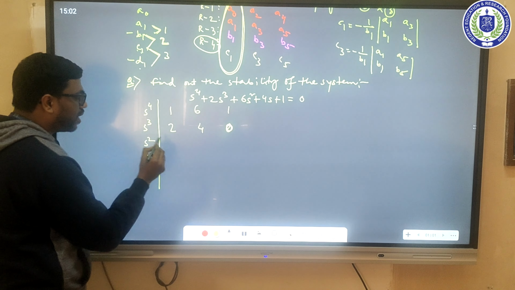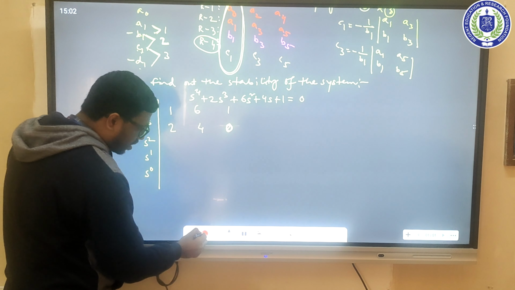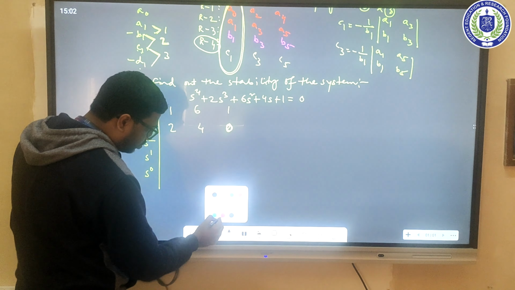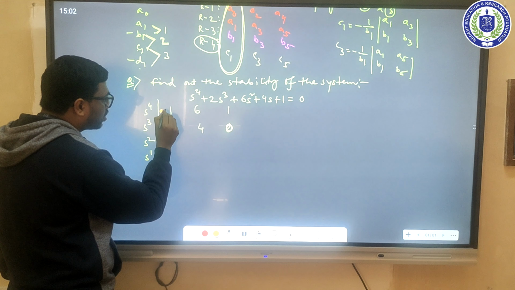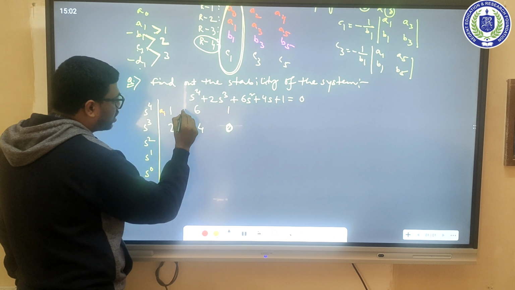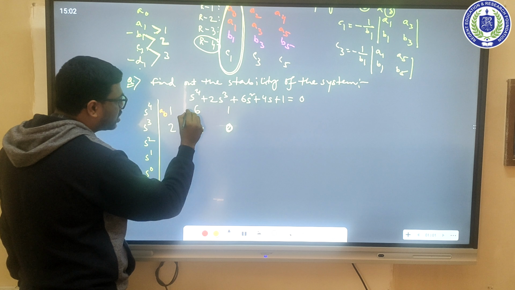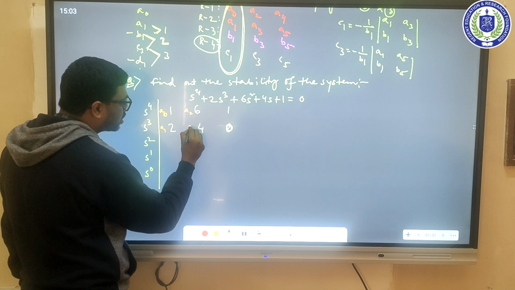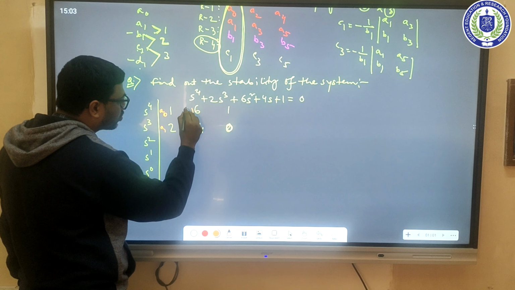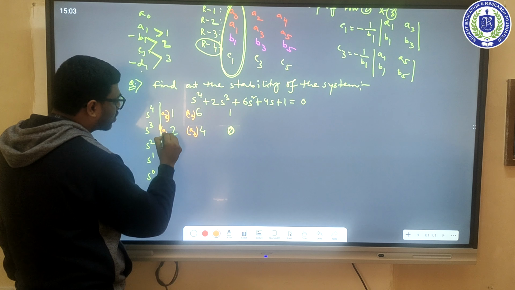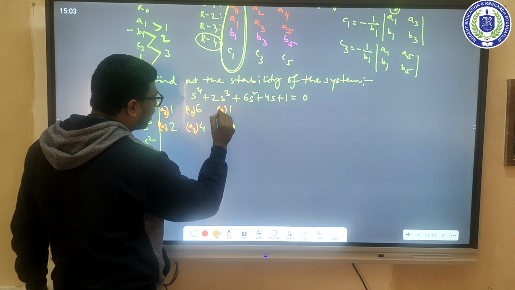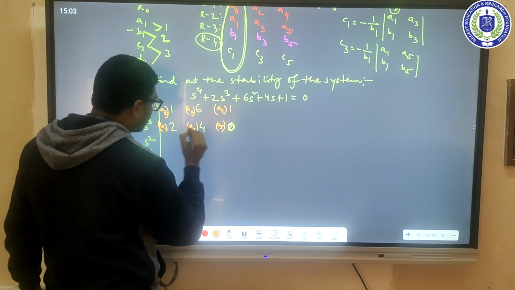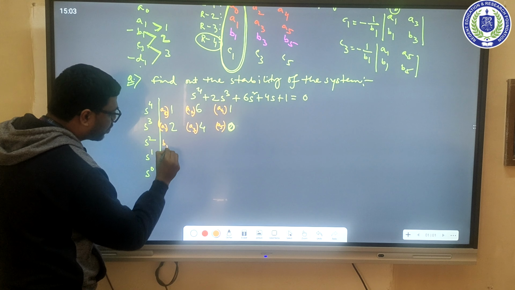Now we will calculate this value. Say I have written this as A0, this is my A1, this is A2, this is say A3, this is say A4, and this is say A5. So first I will calculate B1.